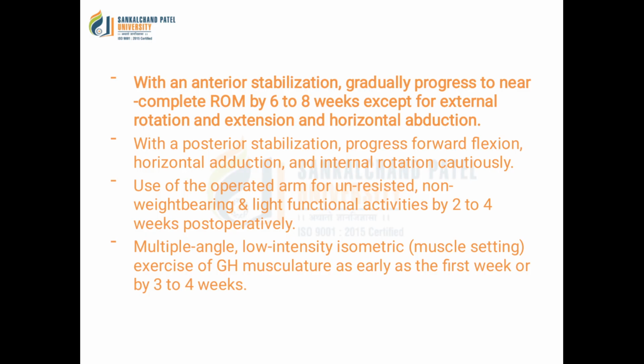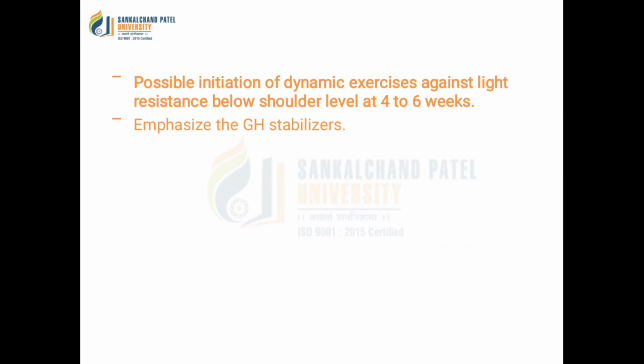Multiple angle, low intensity isometric exercises, that is muscle setting exercises, for the glenohumeral musculature as early as the first week or by 3 to 4 weeks. Possible initiation of dynamic exercise against light resistance below shoulder level at 4 to 6 weeks. Emphasize glenohumeral stabilizers.